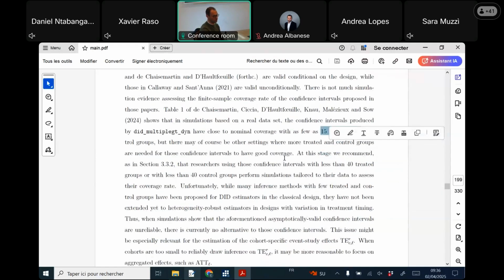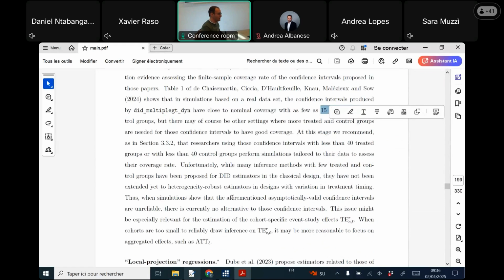Now, the bad news is that in the case without variation in treatment timing, if you're interested, you can check out the textbook on that. There have been lots of methods proposed to deal with cases with few treated or few controlled. The most famous one is the method by Conley and Taber. Unfortunately, those methods have not been extended yet to the case with variation in treatment timing. I know that some people are working on it, but it's not been done yet.